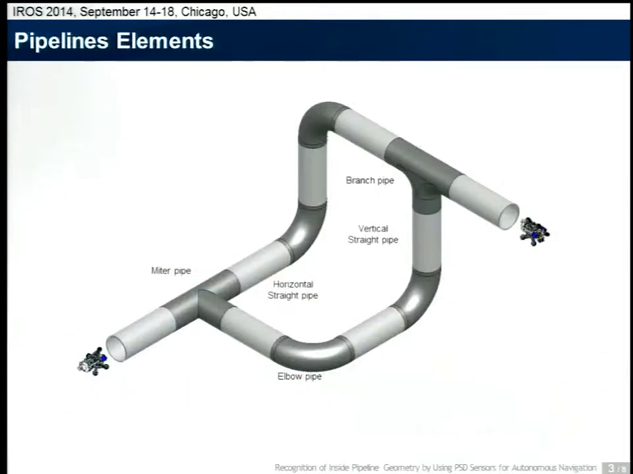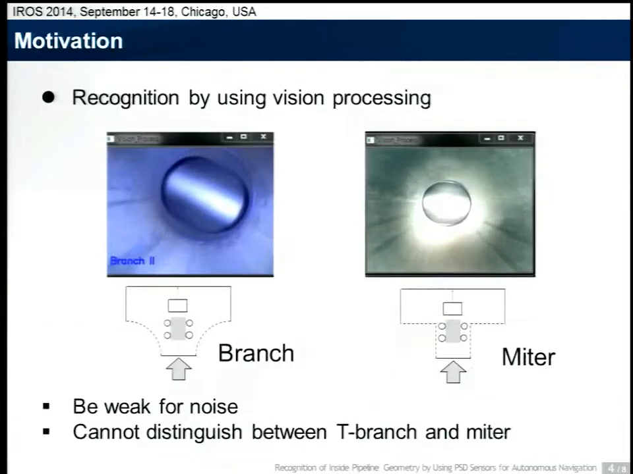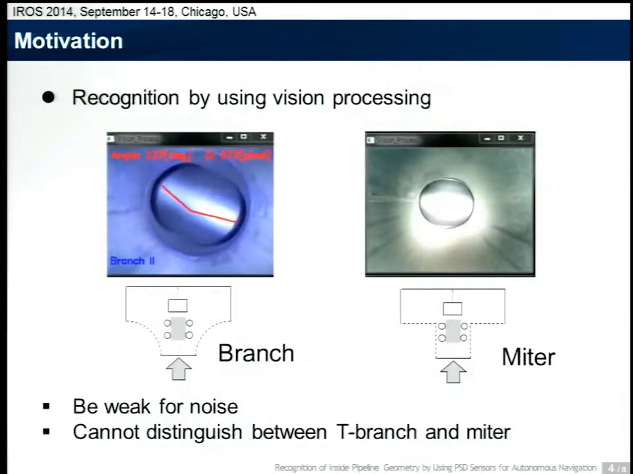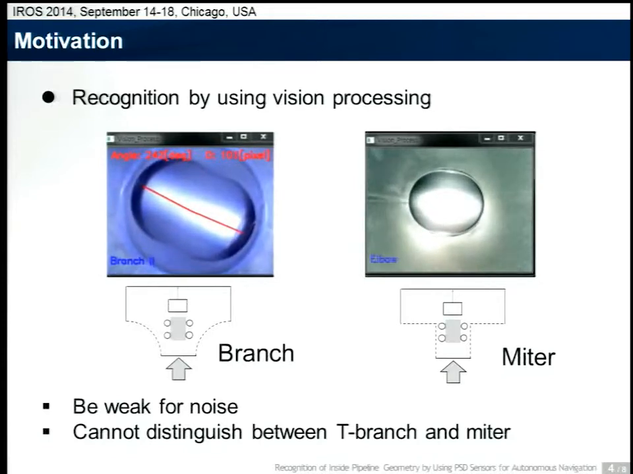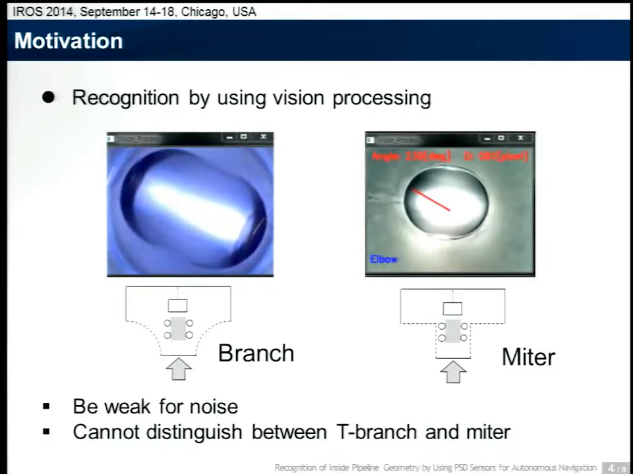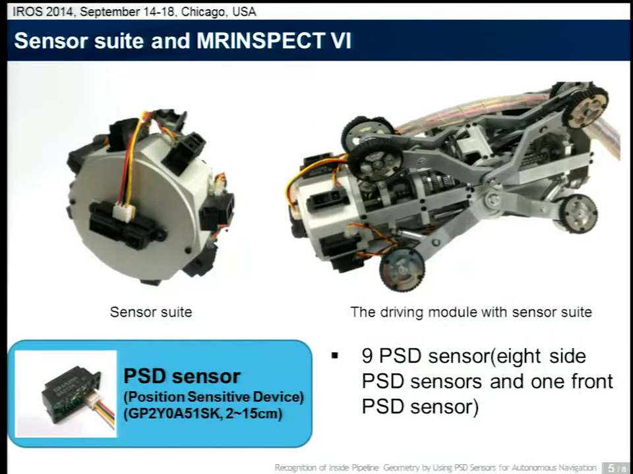For autonomous navigation, the robot needs to be able to recognize the inside pipeline geometry. For this work, we have to classify the element type, such as straight, elbow, branch, and miter, and figure out the opening direction of the pipe element for steering. In our lab, we had developed a vision process to detect pipe element type and opening direction. However, this method is so sensitive to noise, and we cannot distinguish between T-branch and miter. To solve this problem, we used the PSD sensor to recognize the inside pipeline geometry.